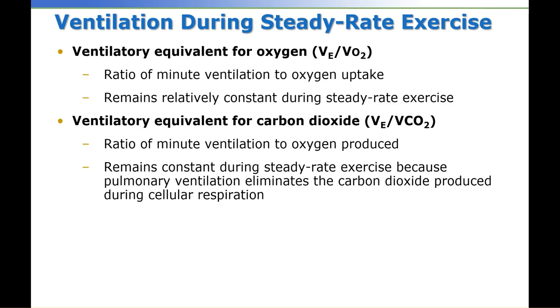Ventilation during steady rate exercise. Ventilatory equivalent for oxygen is VE divided by VO2. The ratio of minute ventilation to oxygen uptake remains relatively constant during steady rate exercise. Ventilatory equivalent for carbon dioxide is VE divided by VCO2, which is carbon dioxide produced. The ratio of minute ventilation to carbon dioxide produced remains constant during steady rate exercise because pulmonary ventilation eliminates carbon dioxide produced during cellular respiration.